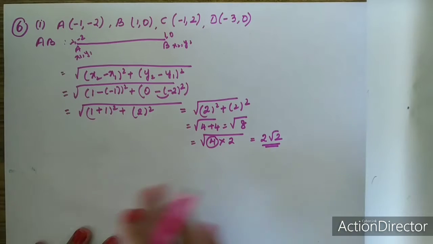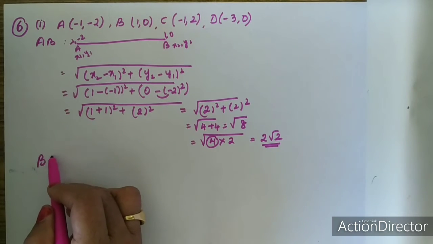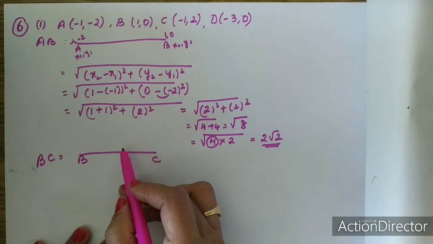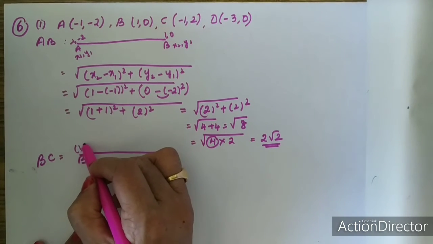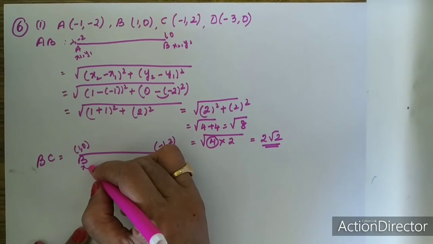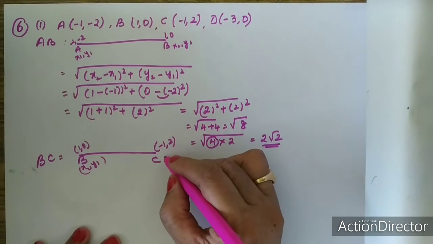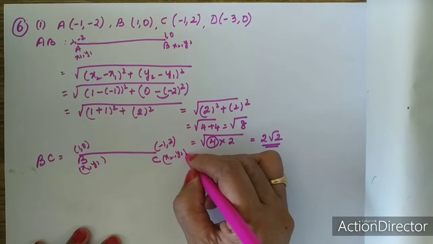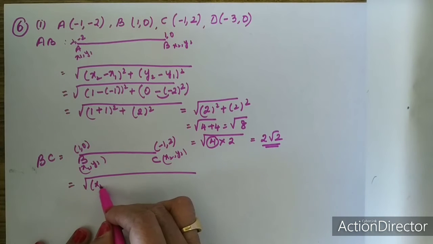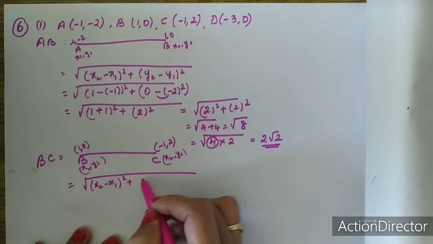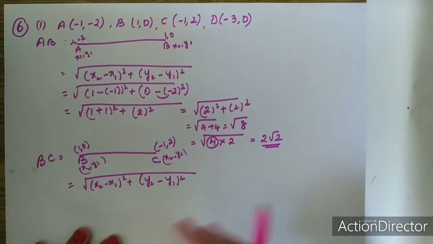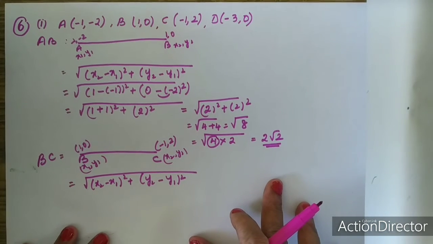Now we will calculate BC. BC is equal to, again draw the line BC. Here BC is, B is 1, 0 and C is minus 1, 2. So let us write it as x1, y1 here and x2, y2. So what is the distance formula? Under root of x2 minus x1 whole square plus y2 minus y1 whole square. For each and every sum you say the formula, then it will be by hearted.